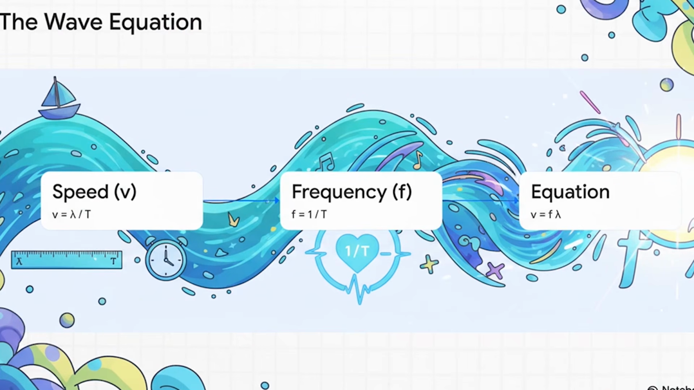Step 1, speed, or V, is just distance over time, right? So the distance is our wavelength, lambda, divided by the time, which is our period, T. Step 2, we just learned that frequency, F, is equal to 1 divided by T. Step 3, because of that, we can substitute F right into the equation. So, speed equals frequency multiplied by wavelength.